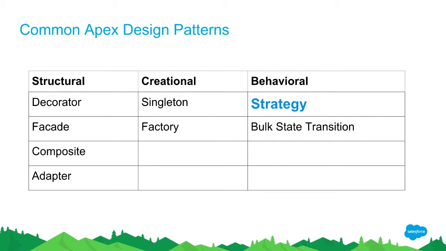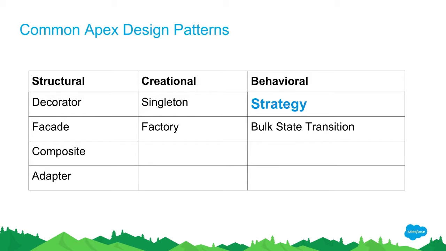So what are some common design patterns in Apex? There's about 10 of them or so. Here's a partial list. Design patterns are being come up with every day, and if you do some research, you can find more. These are the ones that I use pretty often. Today I'm going to highlight one of them, which is called strategy.